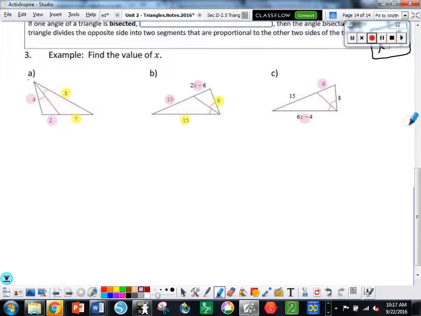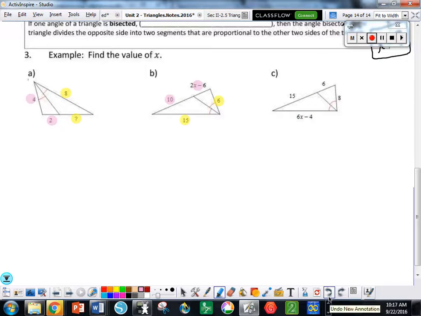Well, this one matches the side with the base piece, right? But this one's inside of the same triangle. This one matches the side with the base piece, but they're on different triangles. So this one is not okay. Those two are. Is that okay?